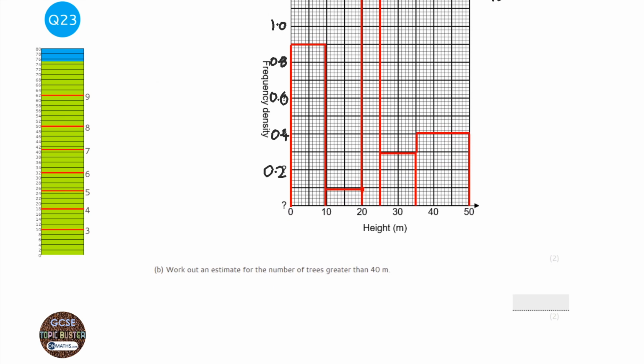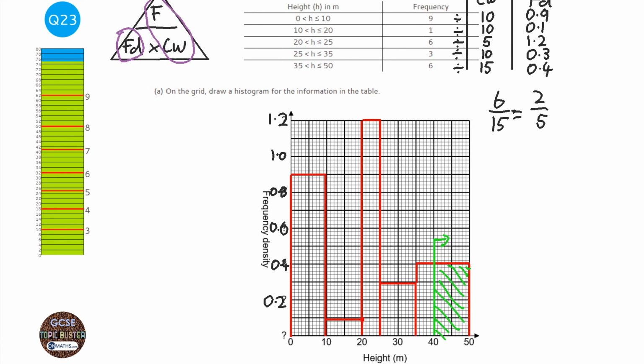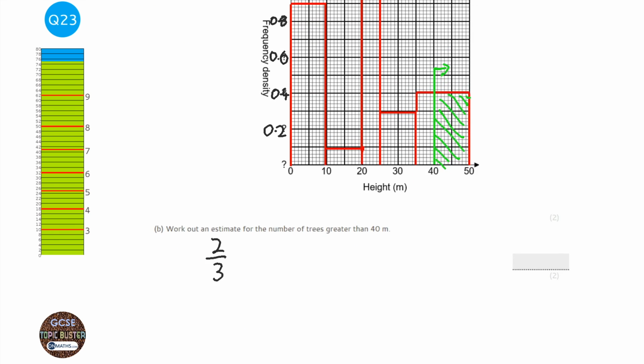Okay, so the next question says work out an estimate for the number of trees greater than 40 metres. So I want to draw a line up from 40 and we want it to go across here. So we're looking for an estimate for the amount that are in here. If you look at it, I've shaded in 2/3 of that last group. In the last group there are 6. So I want to find 2/3 of 6 because the total frequency for that bar is 6 and we're looking for 2/3 of it. Well, 1/3 of 6 is 2, so 2/3 of 6 is 4.